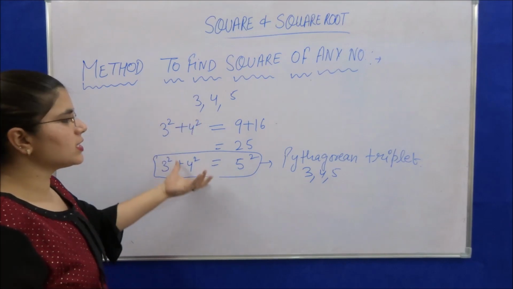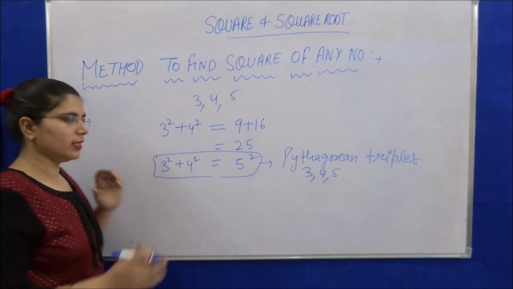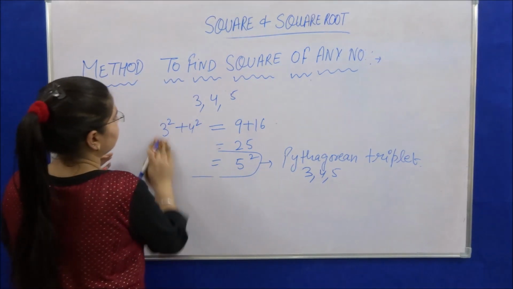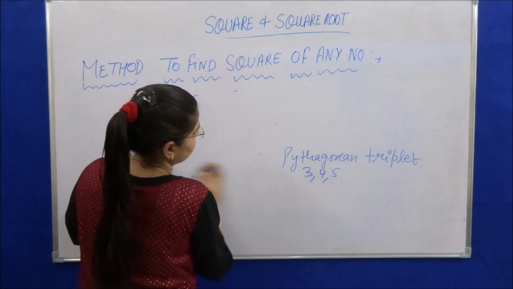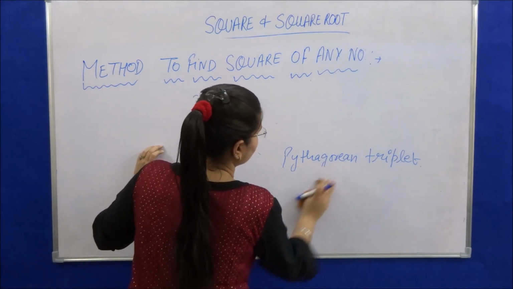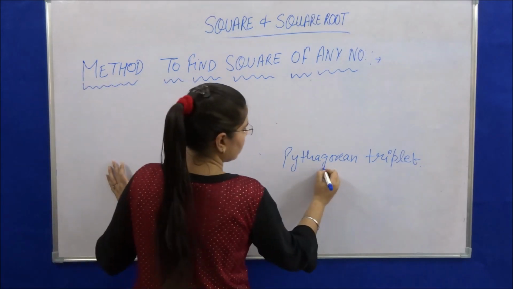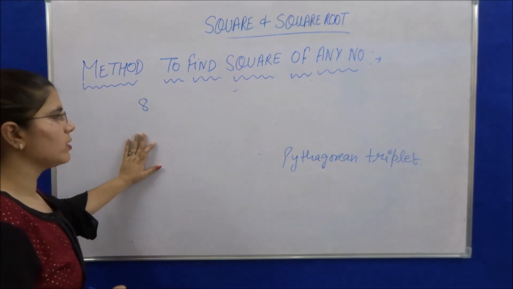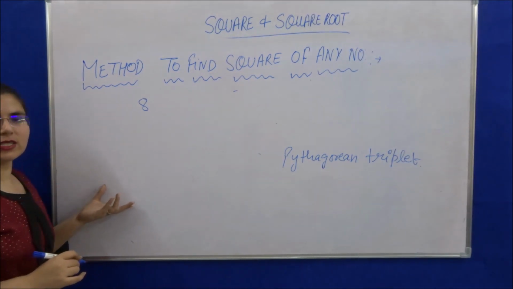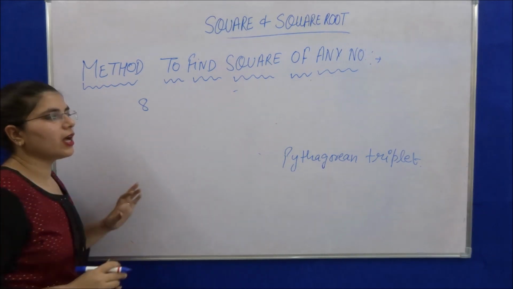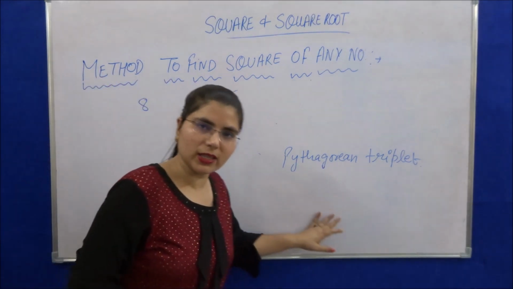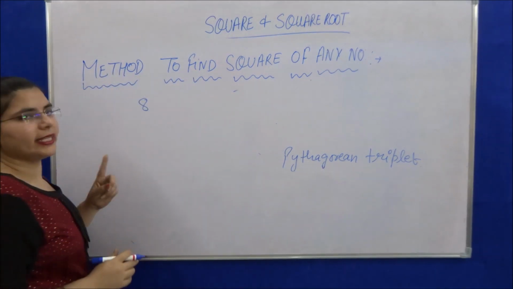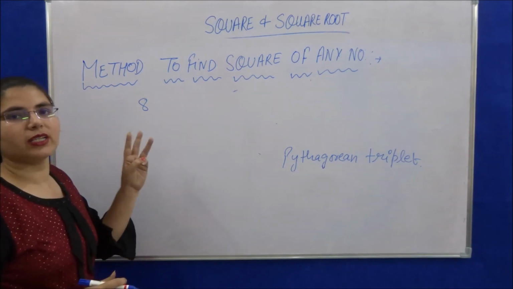But instead of these numbers, suppose we are given only one number, say 8. We are given a question: if the smallest number is 8, then what are the two more numbers of the Pythagorean triplet? How will we find those two numbers? We are given that 8 is the smallest of these three numbers.